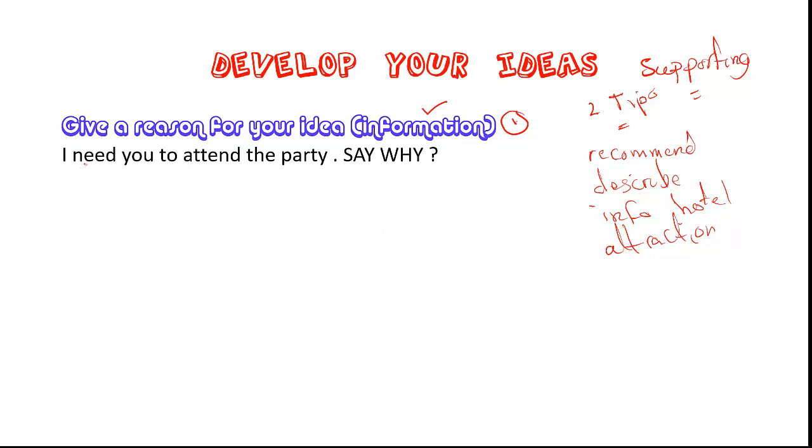For instance, this is the regular sentence the students wrote: I need you to attend the party. What you need from your friend is that you're inviting him to attend the party. The point is why you want him to attend the party. Because you're the only expert on decorations. It means I need you to give me a hand or to help me with the decorations and embellishments of the party. So give a reason.